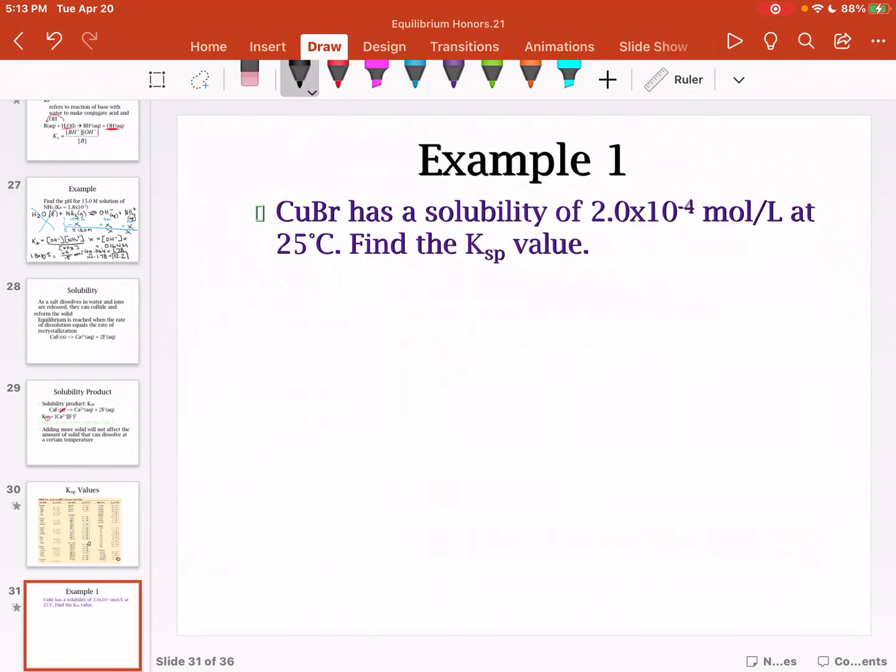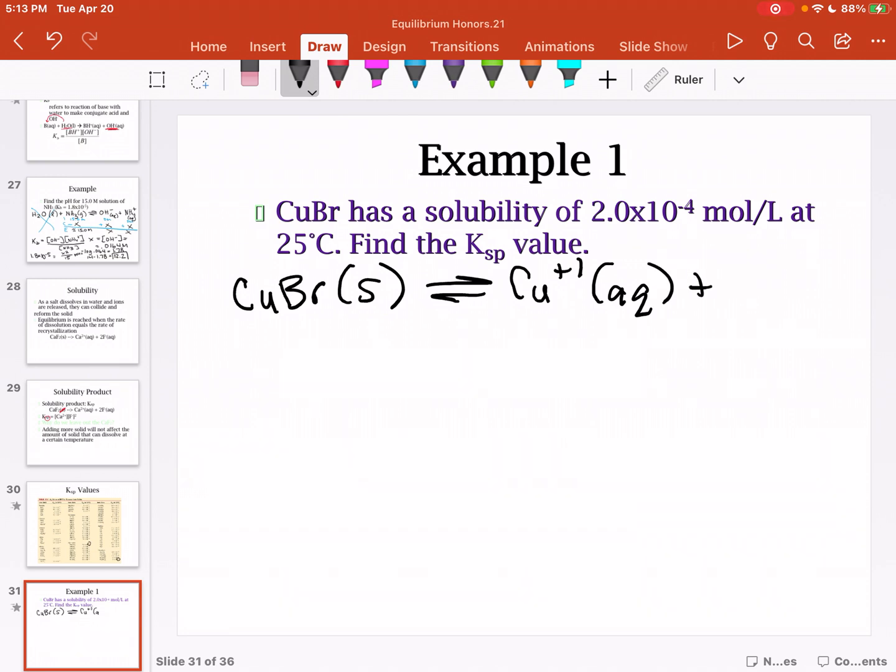I have copper 1 bromide. That is an insoluble substance. And as a solid, I will tell you that it has a solubility of 2 × 10⁻⁴ molar. So let's write that out. I've got copper bromide. It's a solid. And when I dissolve it in water and I have a saturated solution, I get copper ions and I get bromide ions. So there's our appropriate equation for the dissociation of this ionic compound.